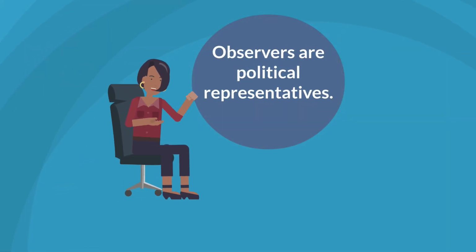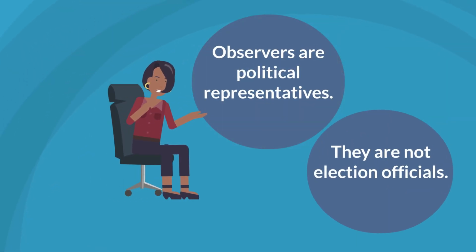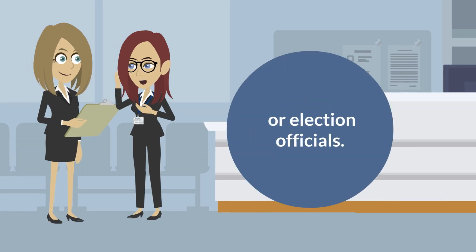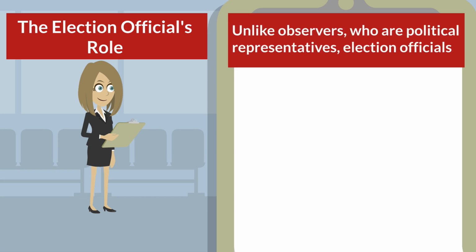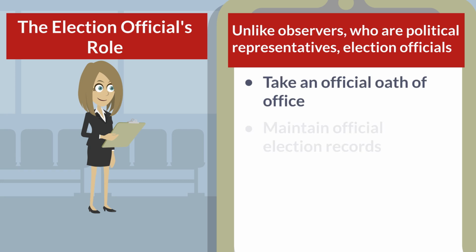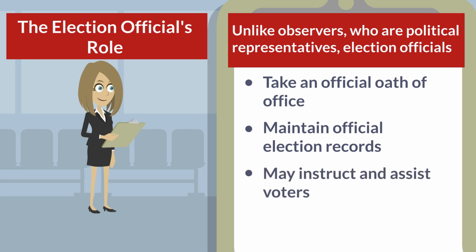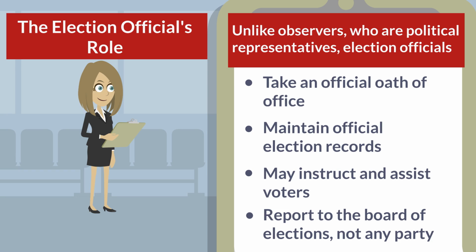Observers are political representatives. They are not election officials. They may not instruct voters or election officials. Unlike observers, who are political representatives, election officials take an official oath of office, maintain official election records, may instruct and assist voters, and report to the Board of Elections, not any party.